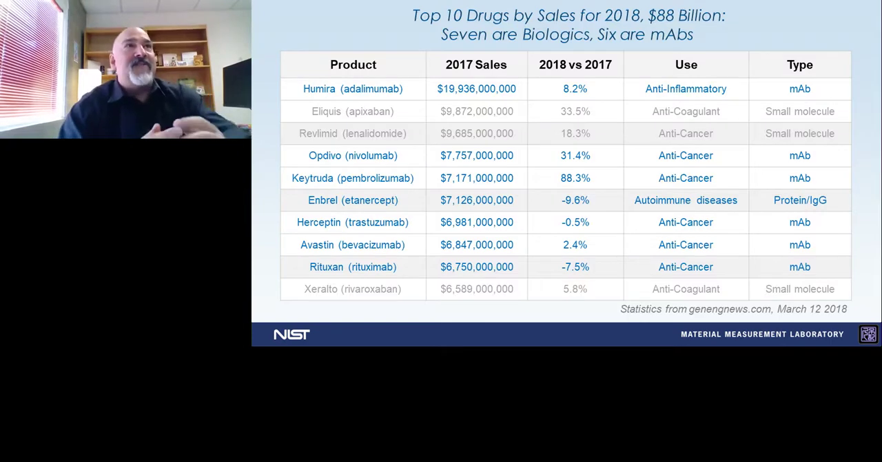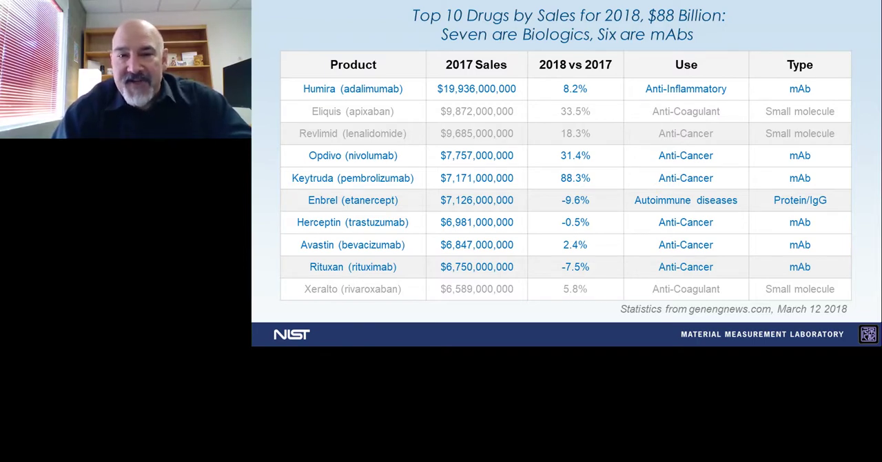What's our motivation for studying biotherapeutics? Well, if we look at a list of the top 10 drugs by sales, what we discover is that 7 of these are biologics, that is to say, protein drugs.